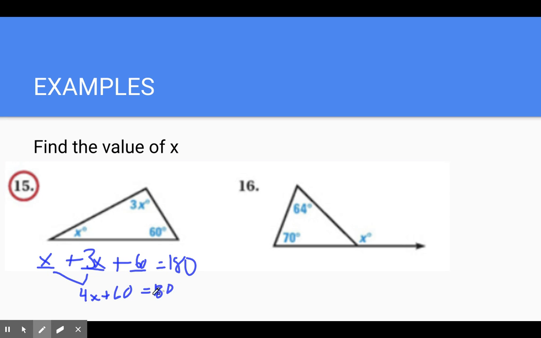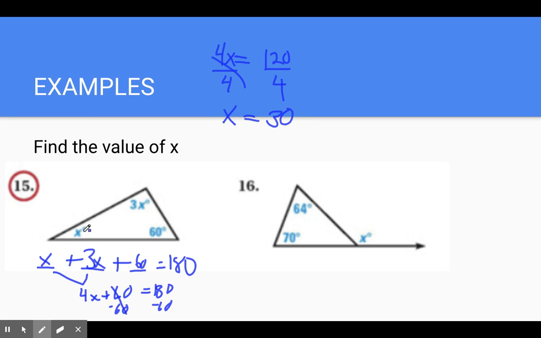Sorry, I'm going to run out of room here. But if we subtract 60 from both sides, I'm going to rewrite back up here. Now we end up with 4x equals, those cancel out, 180 minus 60 is 120. Now if we divide by 4, we get that x is equal to 120 divided by 4, which is 30. So x is equal to 30.